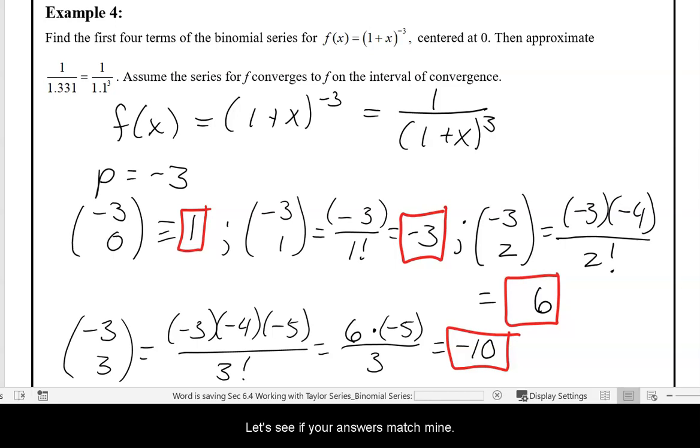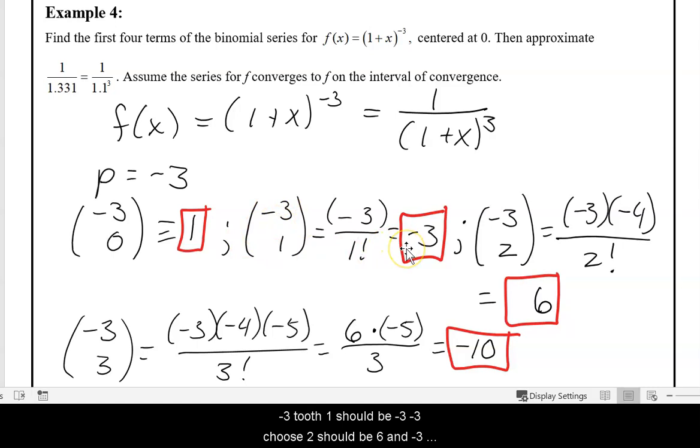Let's see if your answers match mine. Remember that whenever the k value is 0, we define that coefficient to be 1. Negative 3 choose 1 should be negative 3. Negative 3 choose 2 should be 6, and negative 3 choose 3 should be negative 10. Notice that these are alternating in sign because our p-value was negative.